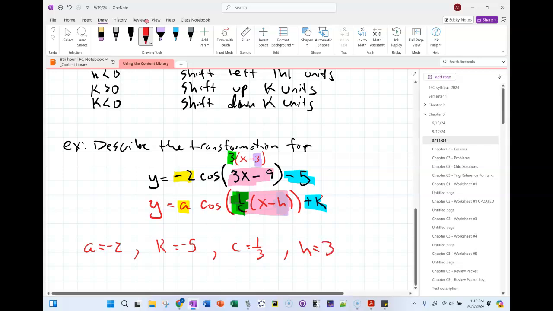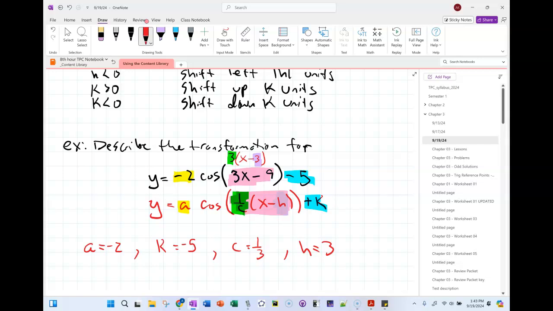Question: would you get the same answer had you not taken out a 3 from the parentheses? No. So it's important that you simplify it. Absolutely. If you wouldn't have factored the 3 out, you'd have said the h is 9. That's going to be wrong. You can get the wrong answers.